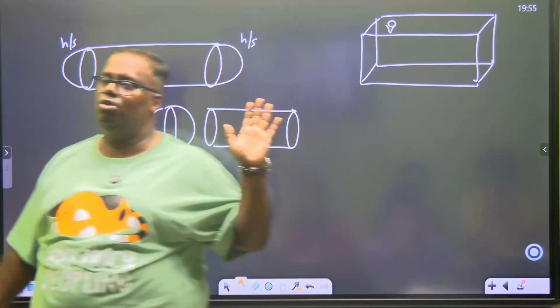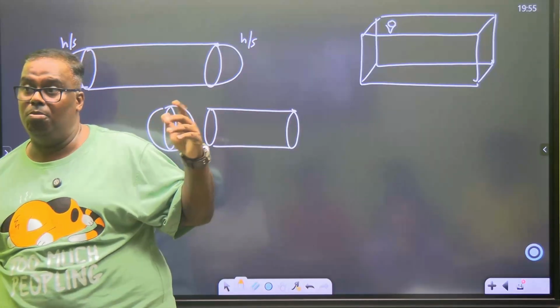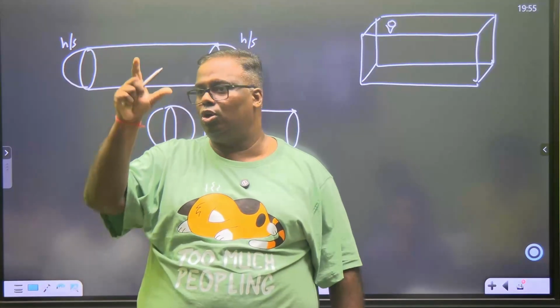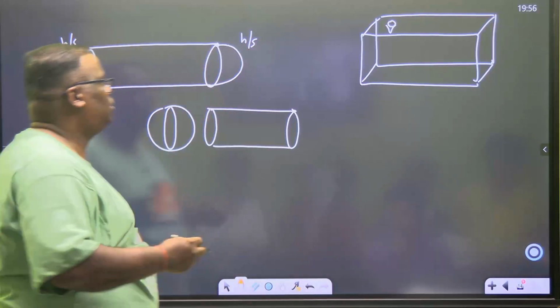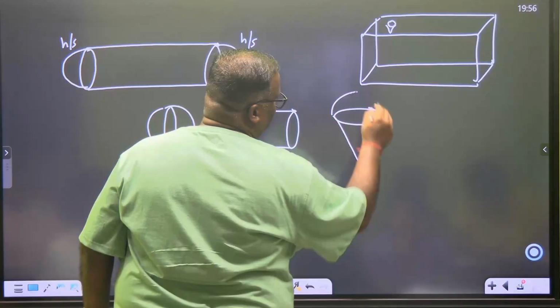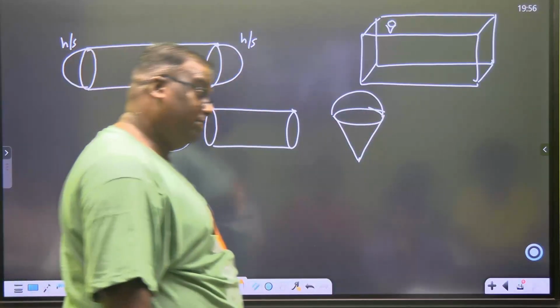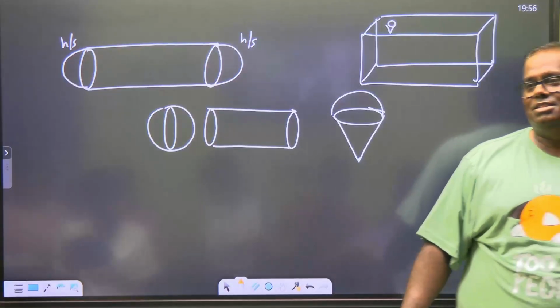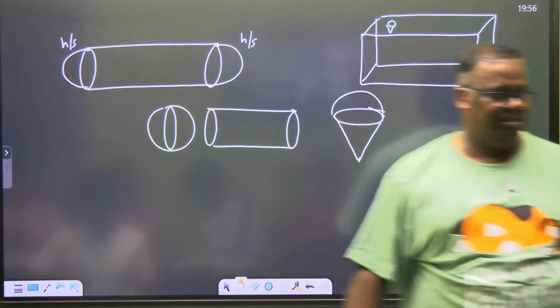We'll see some more composite problems in our next class, some more complex composite ones. And then like lattu, top. So if you see a top is like a cone, and on the cone, hemisphere, yes.